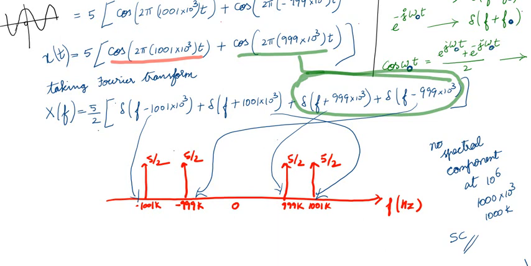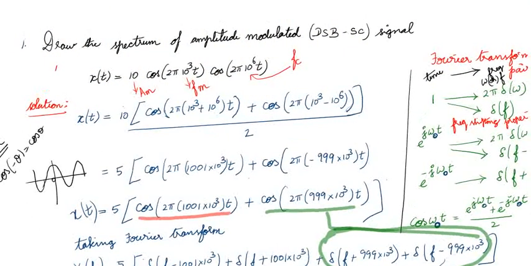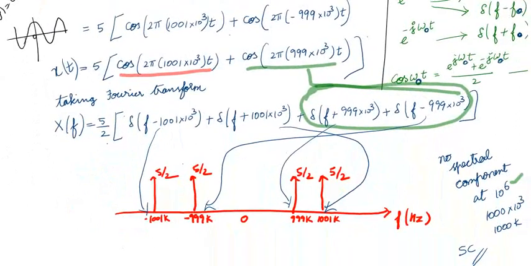The carrier is suppressed. We don't have any component at 10 to the power 6. That is why this sort of modulation is called double sideband. Why is it called double sideband? We have the upper sideband and the lower sideband. These are the lower sideband, and this is the upper sideband. So we have the upper sideband and lower sideband, and we don't have any carrier component. That is why it is called double sideband suppressed carrier.